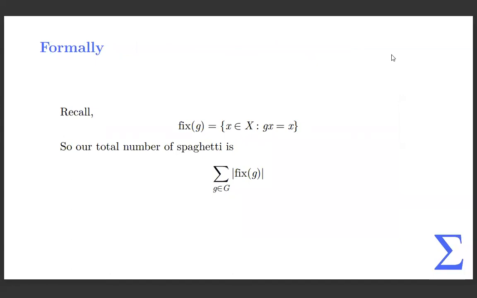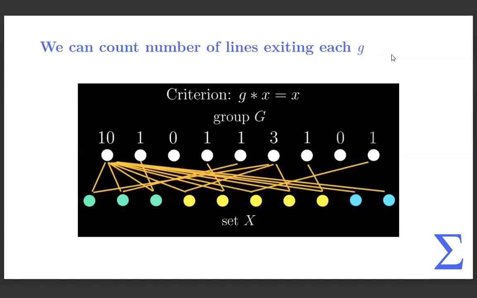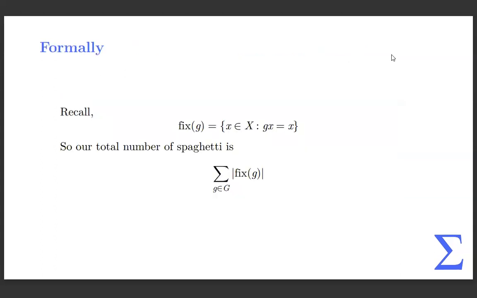what is the fix of G? It's all the x in X such that G of x is equal to x. So what we have to do is sum up the fix for each of these elements. I have to sum up that the fix of this element in G is 10 because that's the identity. The fix of this next element happens to be 1 for whatever reason. But what I have to do is sum up the cardinality of each fixed set, to count the top.